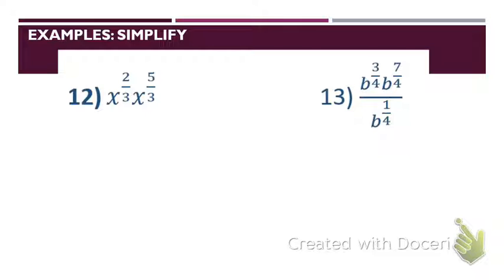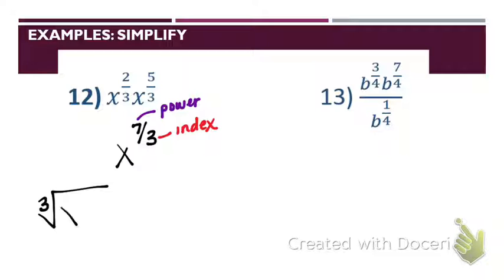So when we add, we're adding two fractions. We already have a common denominator. So it would be x to the power 7/3. Okay, x to the power 7/3. This is your power. And this is your index. So what that means is when you see x to the power of 7/3, that means you're taking the cube root of x to the 7th.